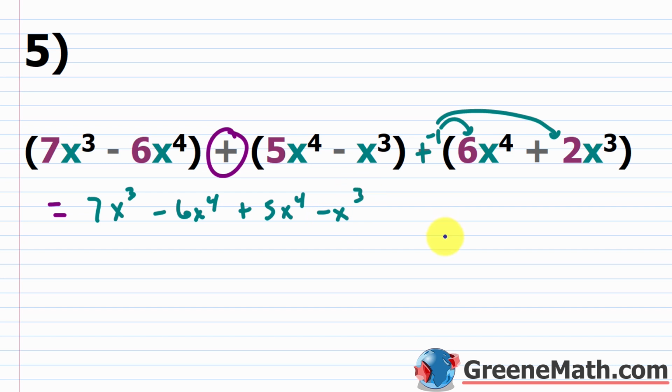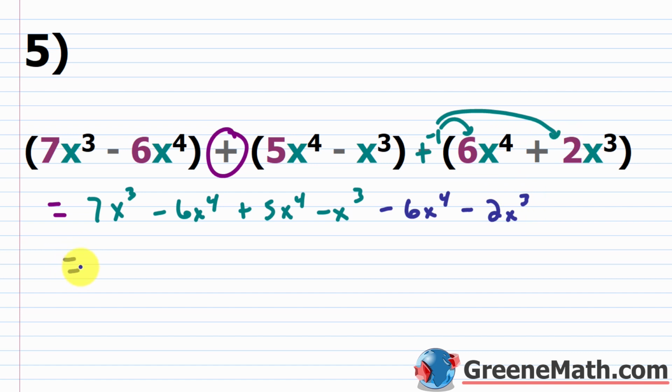So here's where we have to do a little bit of work. We need to change the sign of each term inside the parentheses. So instead of plus 6x to the 4th power, it'll be minus 6x to the 4th power. Instead of plus 2x cubed, it'll be minus 2x cubed. So that's all we're doing by multiplying something by negative 1. You're just changing the sign, okay?